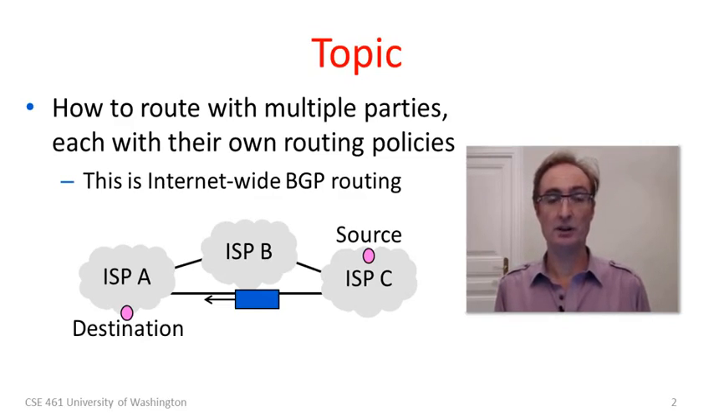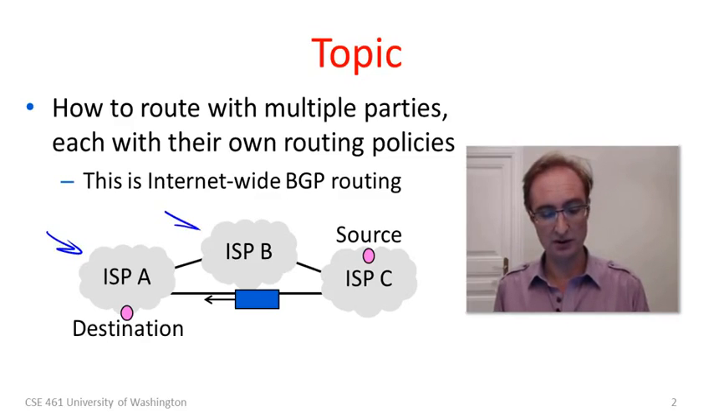This is one of the key pieces we need to get to internet-wide routing, to understand how it finally works, using BGP as the protocol we'll see. And the different parties here are going to be some of the different ISPs, for instance, that are in this diagram.